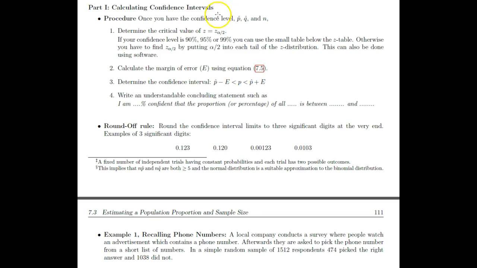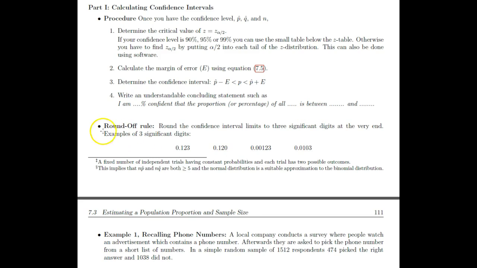And give you statistically accurate intervals. So the procedure: once you have your confidence level, your P hat, which you can calculate or maybe be given, and Q hat, which is pretty easy to find once you have P hat, it's just 1 minus P hat, and n, which you're going to know, you determine your z sub alpha over 2. Then you calculate your margin of error, and then you plug it into your confidence interval. And then you're done. Just like on the last ones, we'd say I am whatever percent confident that the population proportion of all such and such is between that lower bound and upper bound.